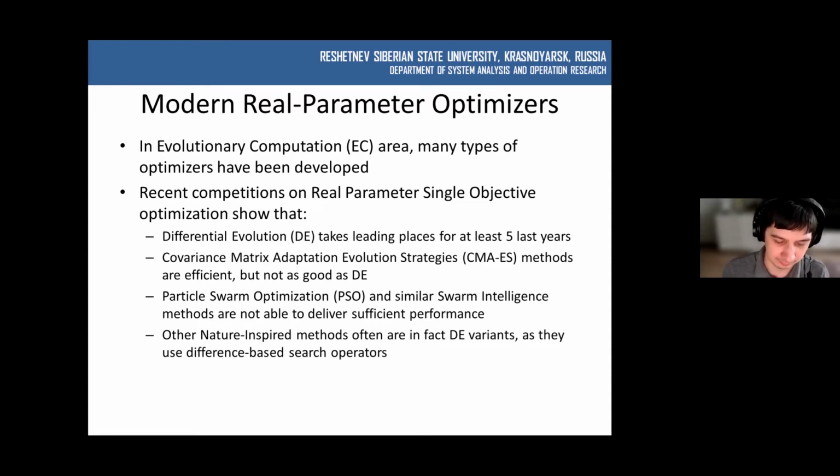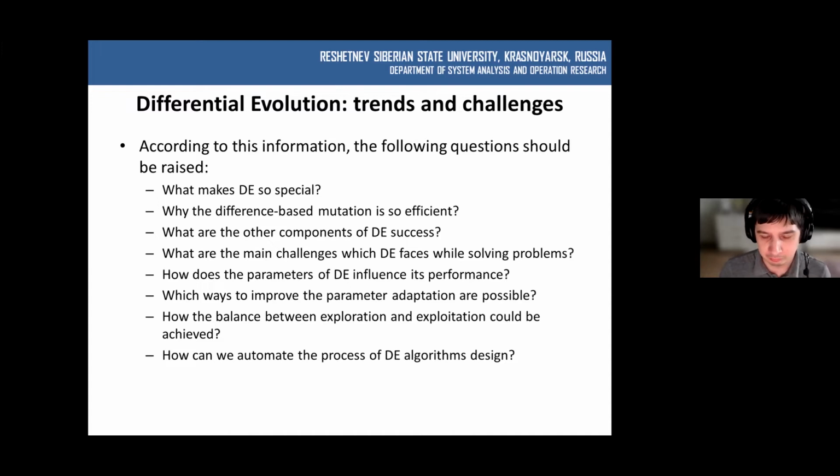There are a lot of other nature-inspired, or maybe not even nature, society-inspired methods and so on. And they are called with different names, but what I have observed is that very often, if you look inside the algorithm, you would see differential evolution actually. So some equations are taken from differential evolution, even if it's called genetic algorithm, even if it is some exotic name, usually it's something with difference-based operations.